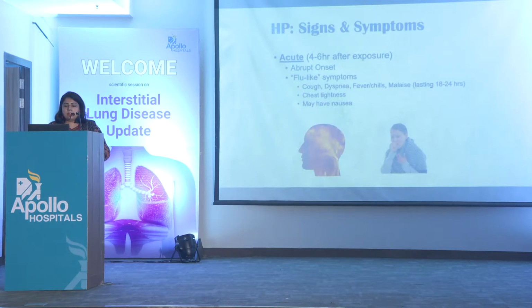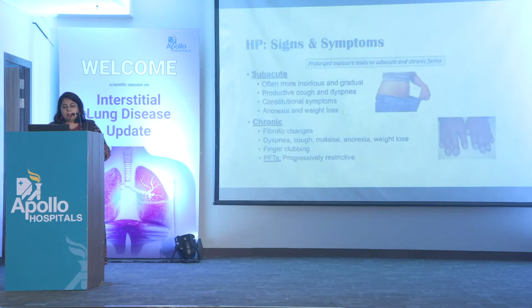Digital clubbing may be seen in advanced cases. So this used to be the previous definition. I've just included it for the sake of the signs and symptoms. If the patient develops symptoms within 4 to 6 hours, they may develop flu-like symptoms: cough, breathlessness, fever with chills, malaise, chest tightness, occasionally nausea. And then it can go to a subacute illness where there will be an increase in the symptoms. There could be productive cough, dyspnea, constitutional symptoms, anorexia, weight loss. And in the chronic state, there are fibrotic changes. So there is breathlessness on exertion. They may have cough with or without expectoration, malaise, anorexia, and they may have clubbing. And PFT shows progression of the restrictive lung disease.